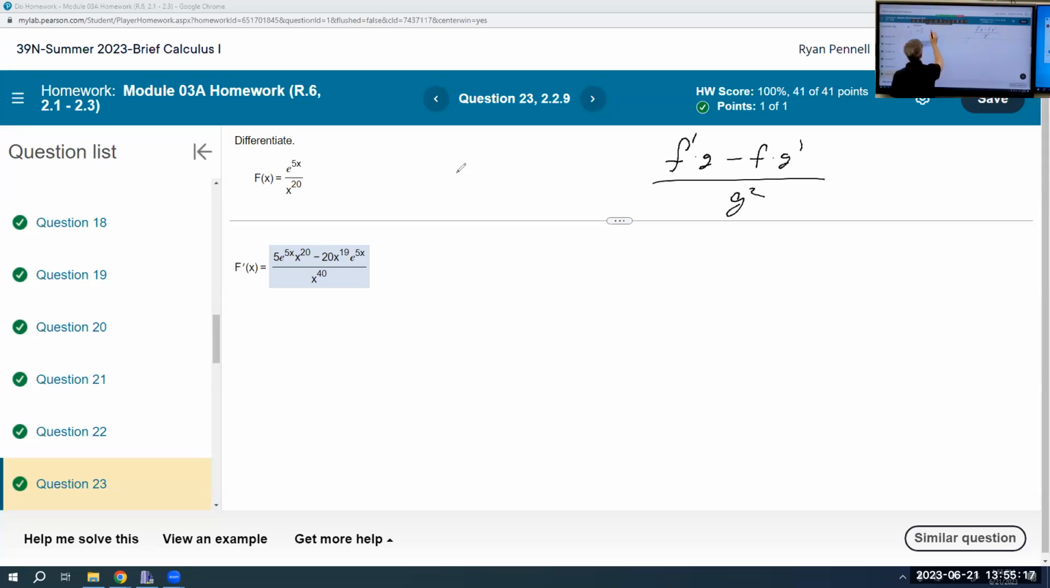Right? So if I let f of x equal e to the 5x and g of x equal to x squared, we want to find the derivative of this quotient. Quotient rule.